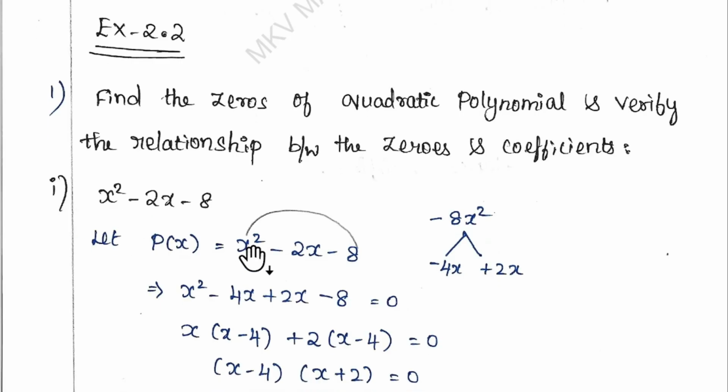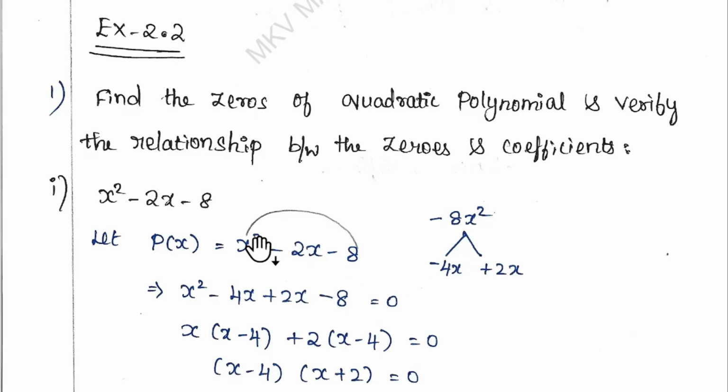Just try by yourself. When you multiply the first and third terms, I'm getting minus 8x squared. I have to split the middle term so that when I multiply, I should get minus 8, and when I add, I should get minus 2. 4 twos are 8. This satisfies it, right? When I multiply 4 and 2, I am getting 8.